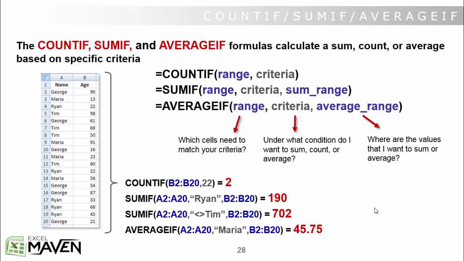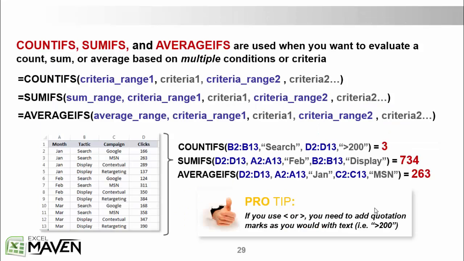And I'm going to skip this slide, and I'll tell you why. It's because each of those functions also have a pluralized version. So countifs, sumifs, and averageifs with an s at the end. The only difference is that these functions allow you to do the exact same thing but include multiple criteria instead of just one. And the syntax is kind of different.